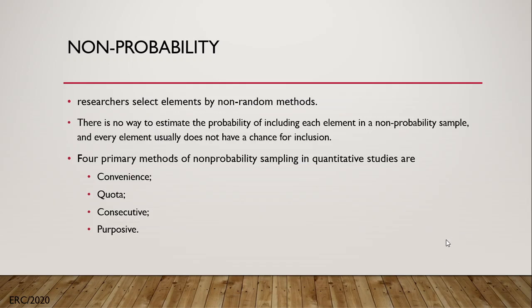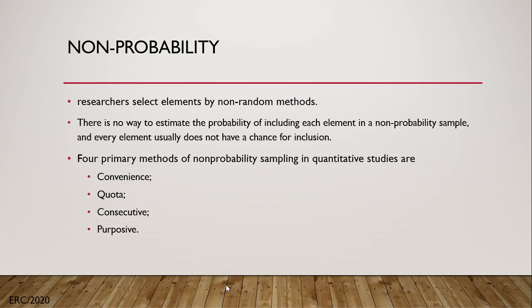With regards to the latter, okay, case studies tend to focus on small samples and are intended to examine a real-life phenomenon, not to make statistical inference in relation to the wider population. A sample of the participants of cases does not need to be representative or random, but a clear rationale is needed for the inclusion of some cases or individuals rather than others. Okay, there are four primary methods of non-probability sampling in quantitative studies. We have the convenience, quota, consecutive, and the purposive.